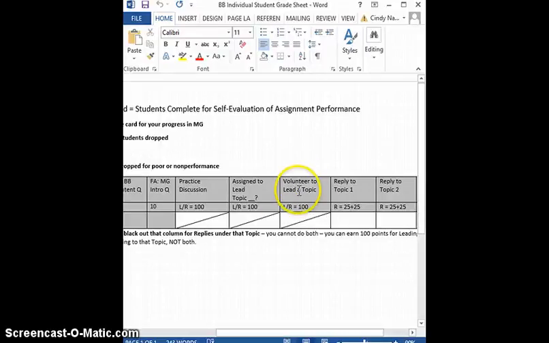Here's the volunteer to lead in case you missed doing the practice discussion or leading, or you led a topic but your grade was unsatisfactory to you. Then you have this volunteer to lead a topic to make up for those points. When you are not leading, you will be earning points by replying. 5 replies that meet the requirements can earn 25 points, and another 5 that meet the requirements of the rubric can earn another 25 points of extra credit.